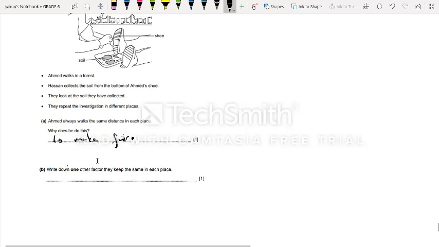Okay, guys, if you want to make your experiment fair, you should keep some factors the same, right? For example, Ahmed should use the same shoe, right? Or you can write his speed must be the same also, right? The time, yeah, we can say also the time must be the same, guys.